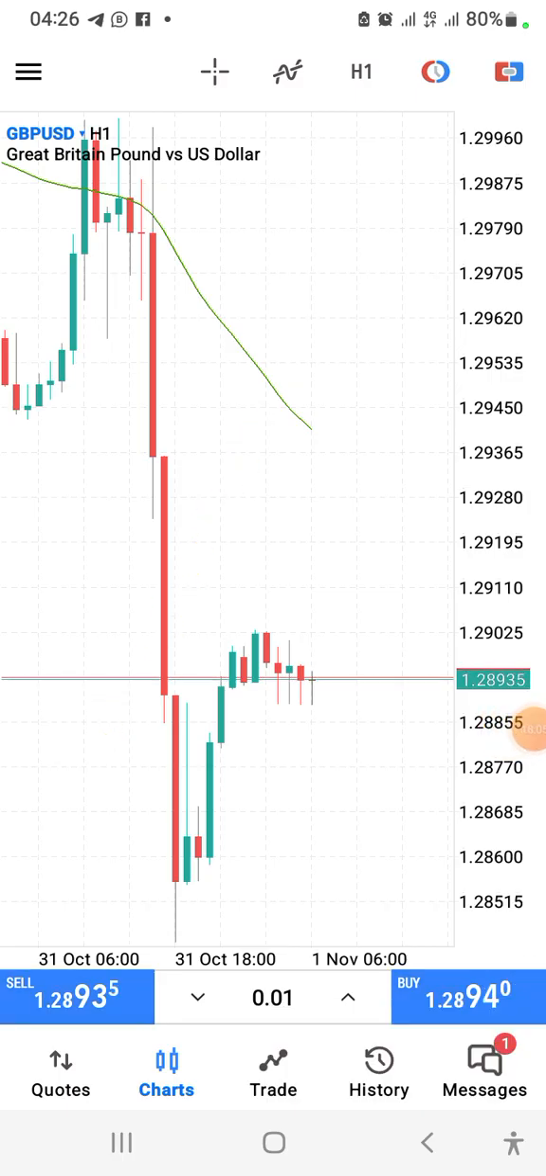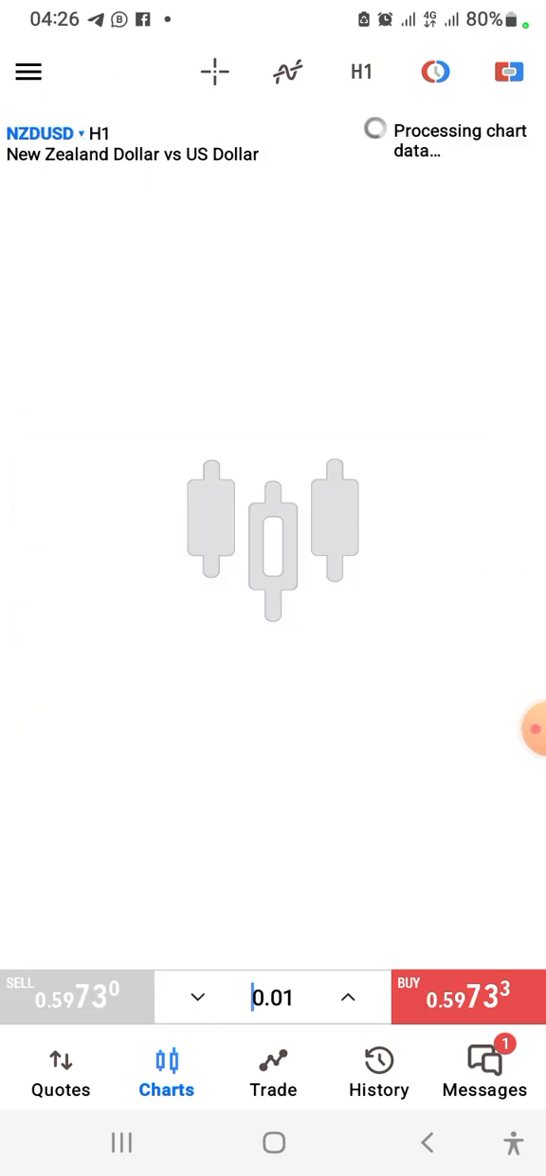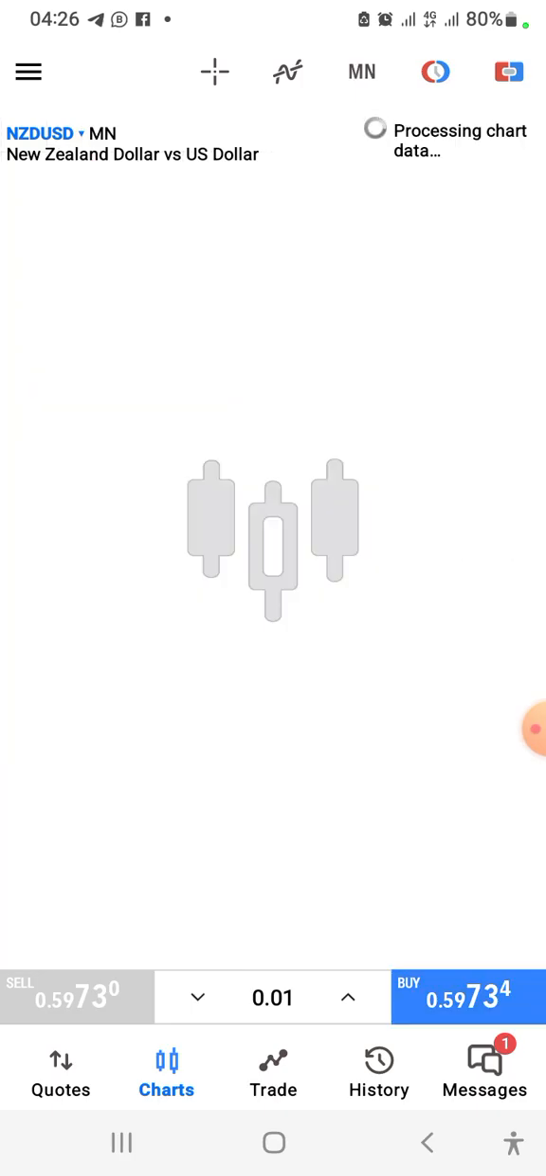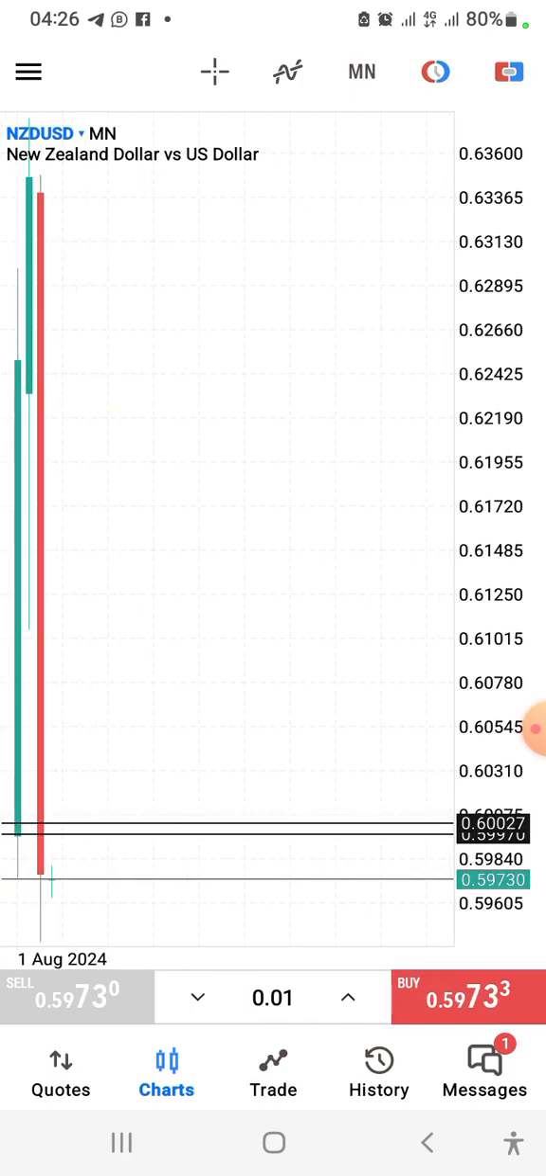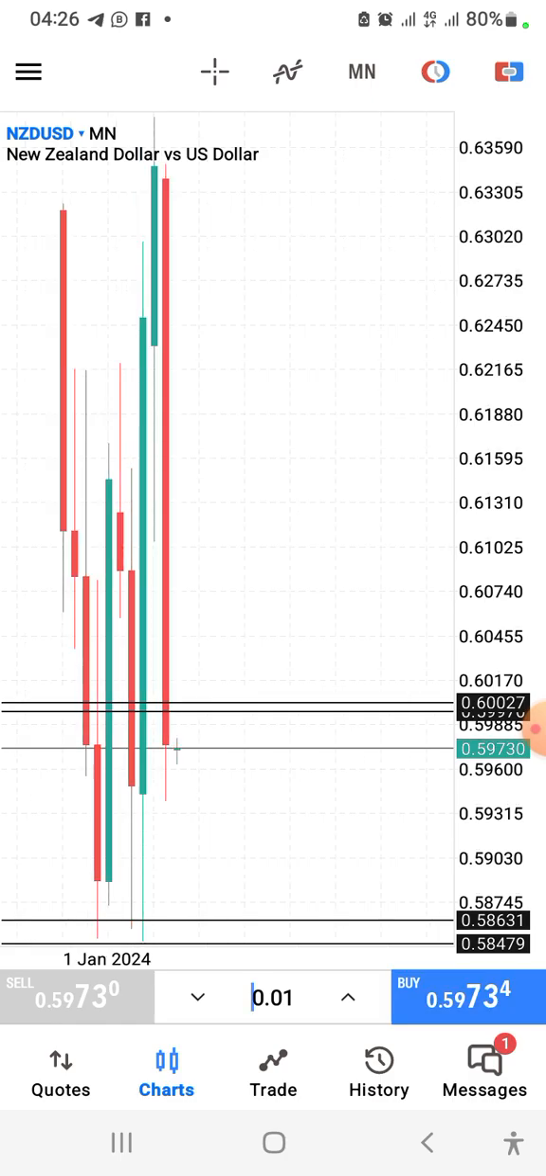That is a signal. And let's move on to New Zealand dollar, United States dollar. On the monthly, we are here to see what the moving average has to tell us.